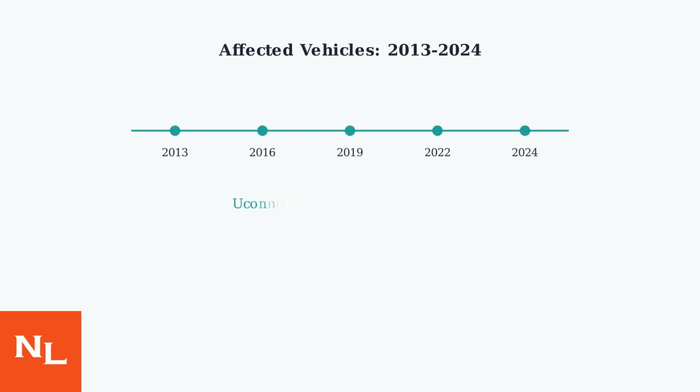This issue affects Jeep vehicles from 2013 to 2024, specifically those equipped with Uconnect 4, 4C Nav, and 5 systems. The most commonly affected models include Grand Cherokee, Wrangler, Compass, and Cherokee.